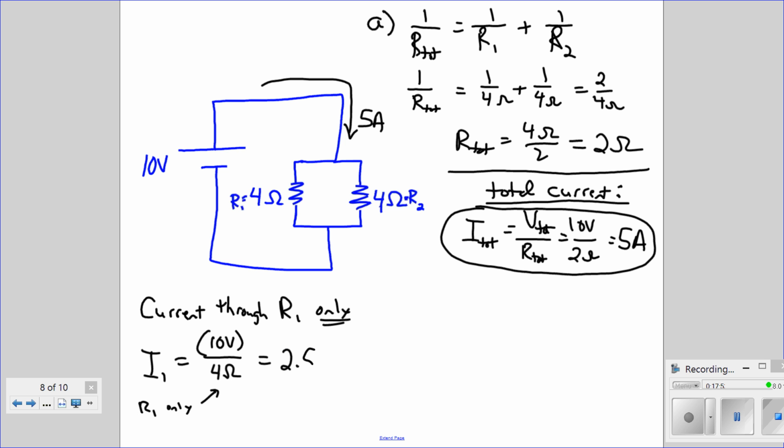And we get 2.5 amps, which is what we predicted. We said that because of the symmetry, half the current would go one way, and half of the current would go the other way. Let's look and see what would happen if it did not split evenly, if the resistances were not the same.